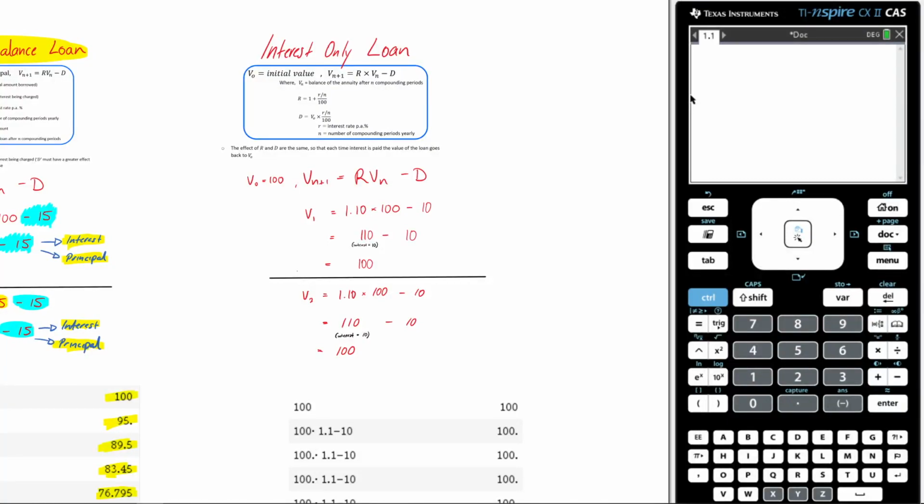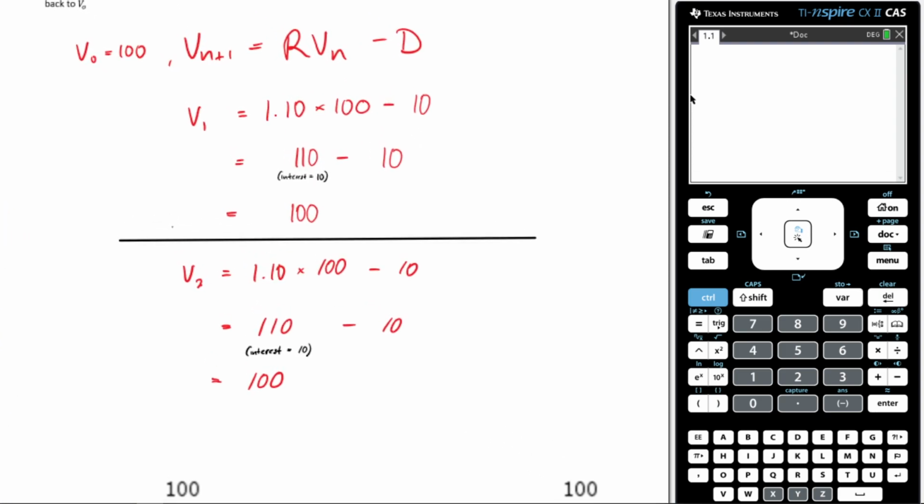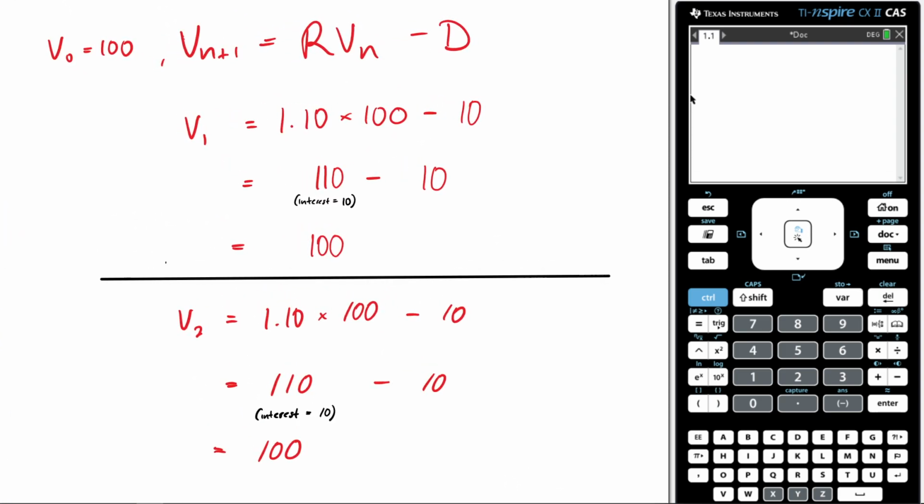All right, so we're now going to talk about an interest-only loan. So let's zoom into this example here. This is the new thing we're learning in this lesson, an interest-only loan. You walk into the bank again, and the bank again loaned you $100. And they're going to, again, charge you 10% interest each month.